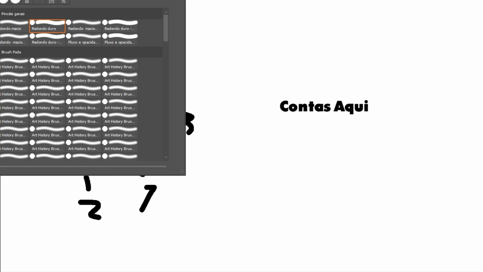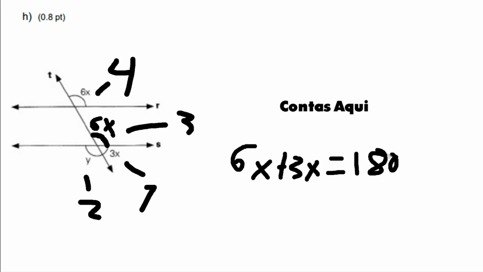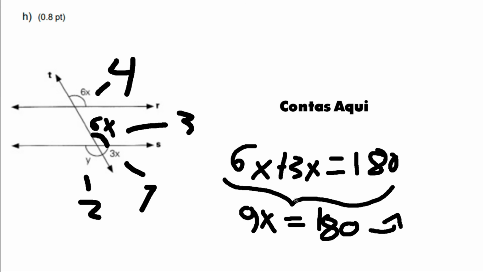Let me write here so you guys can see better. 6x, right? So if 6x plus 3x is equal to 180, then we just need to solve the equation. This equation is solvable. Then we just need to divide 180 by 9, which is very simple. x is equal to 20. Very, very simple.